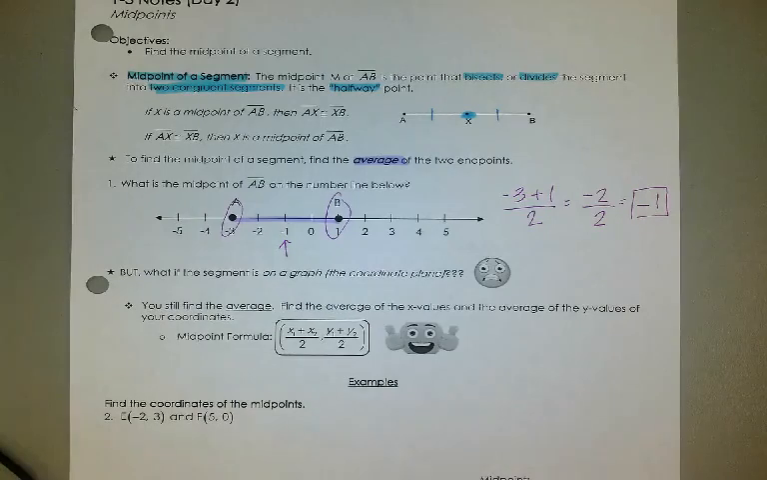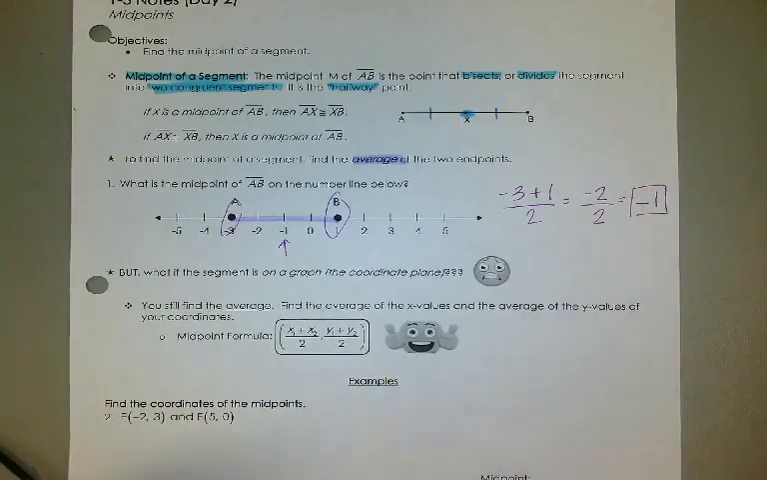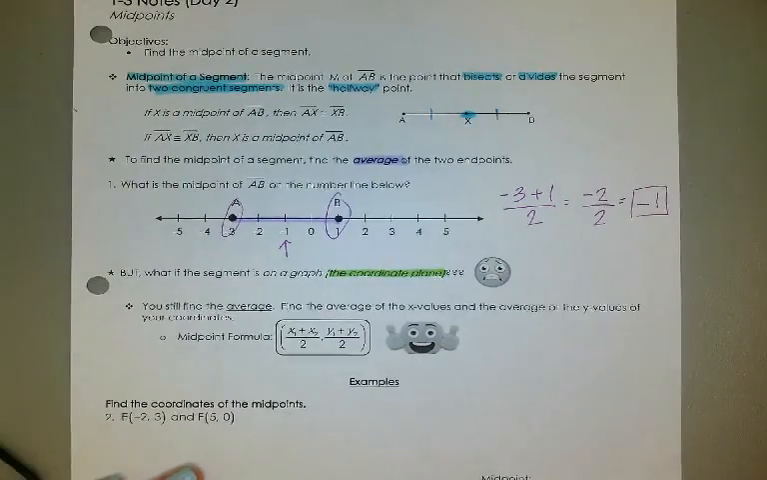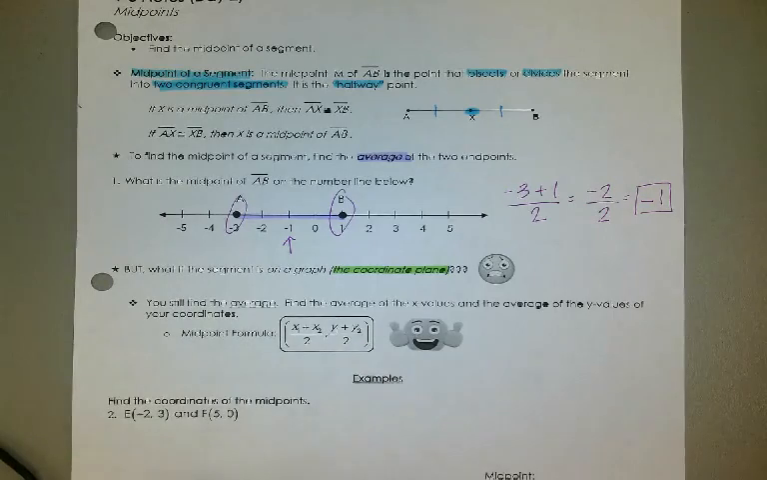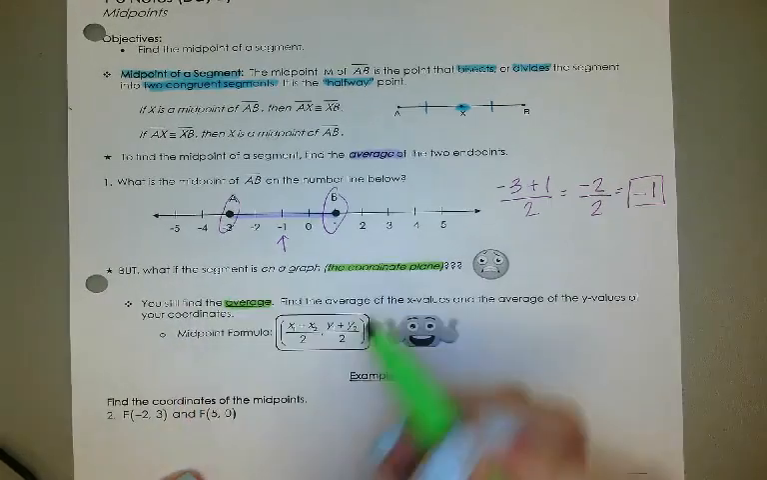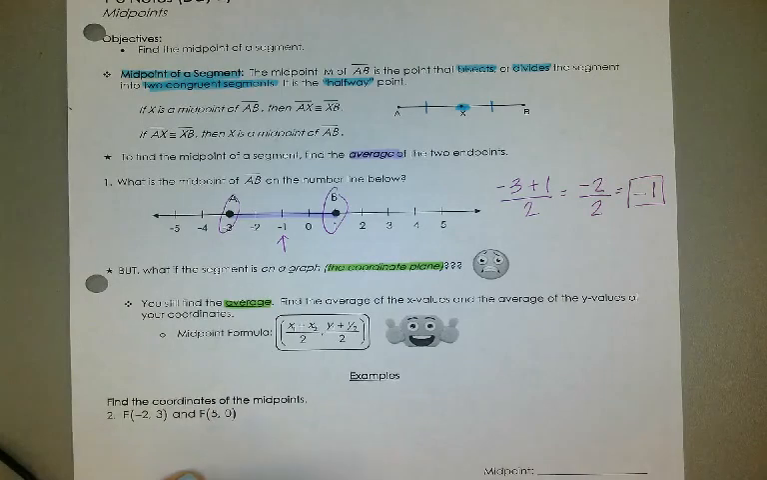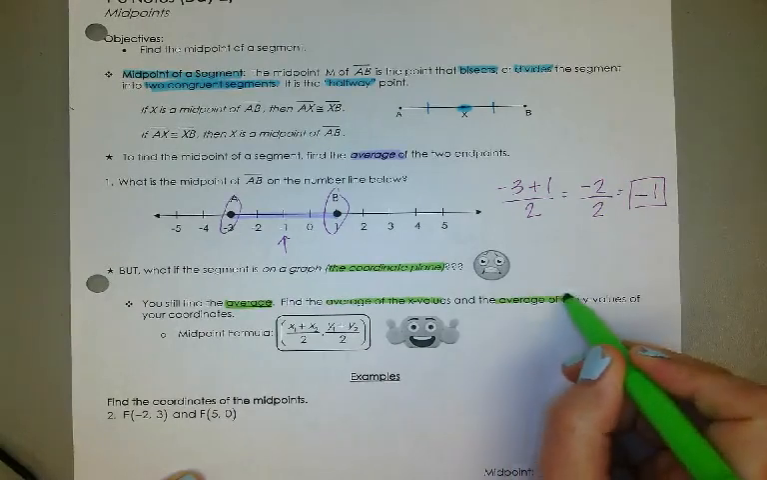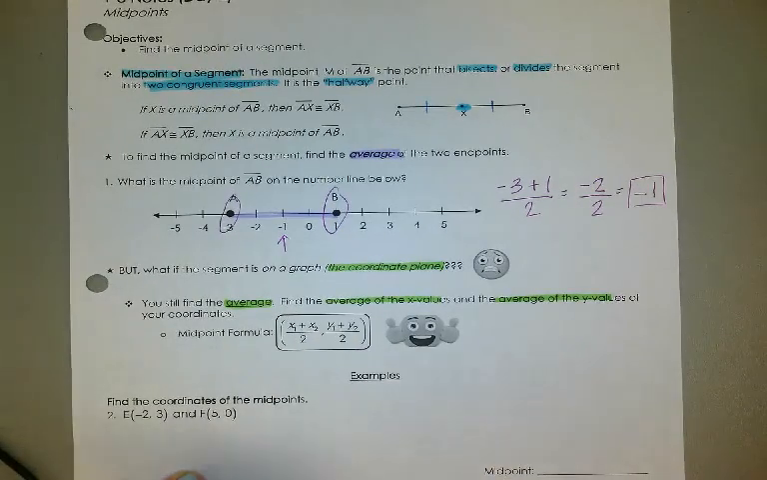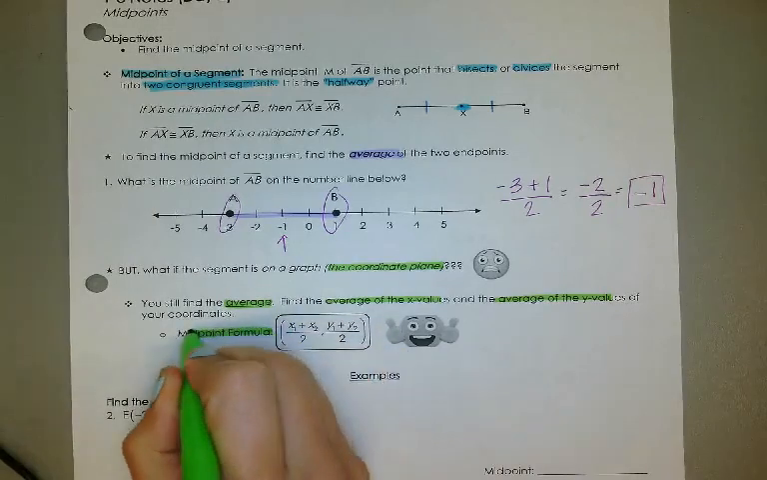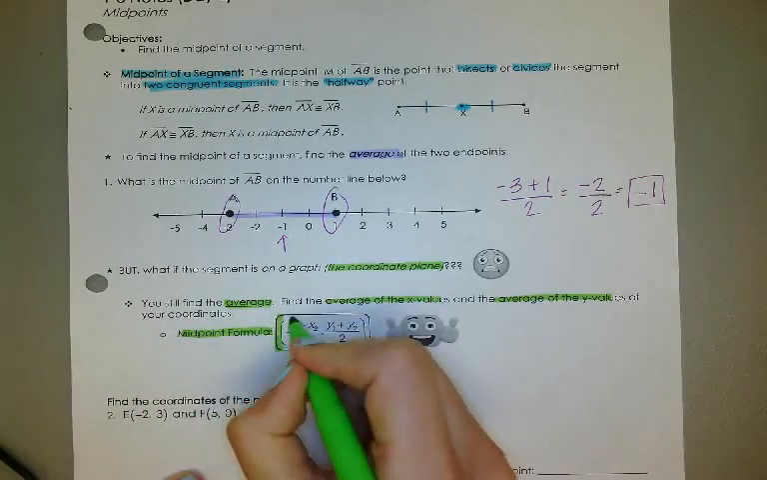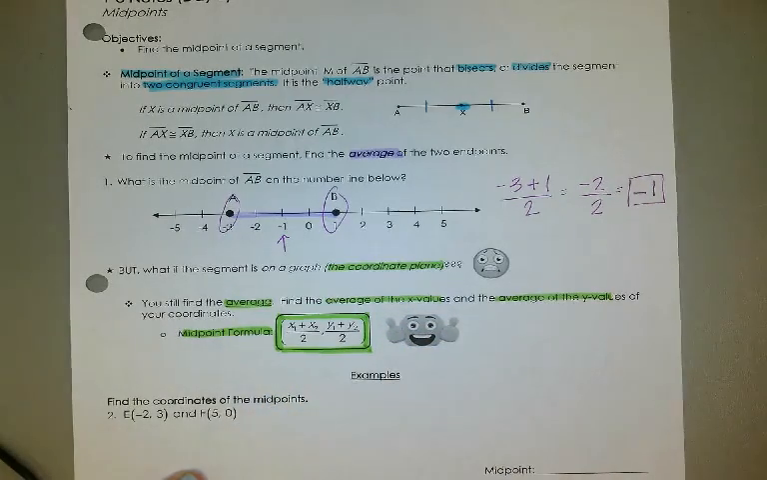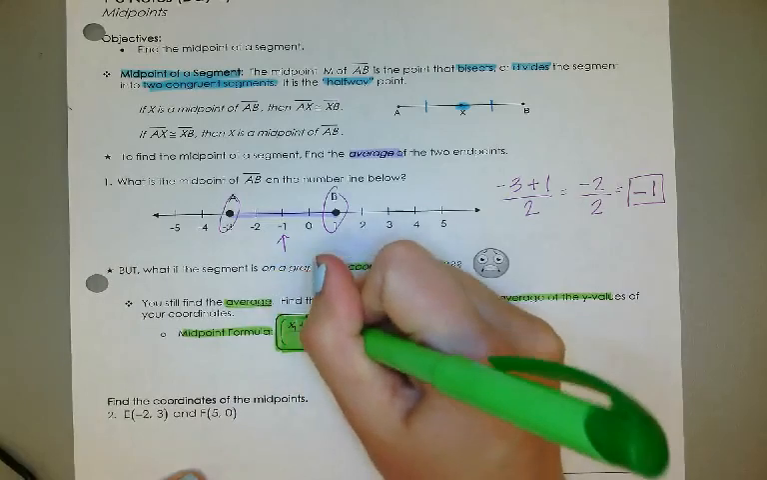But what if the segment is on a graph? What if it's on the coordinate plane? So we're not looking at the number line anymore. We're looking at x and y values. You will still find the average. It's just that you have to find the average of the x values and the average of the y values of the coordinates. And so you can see we have something here called the midpoint formula, and that is averaging the x and the y values of your coordinates that are on the coordinate plane.